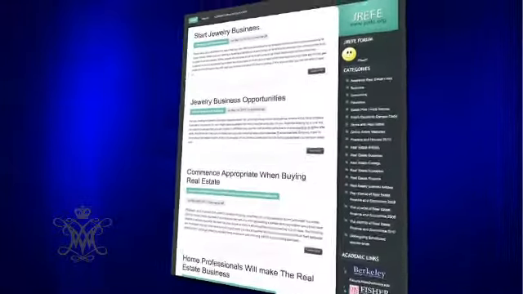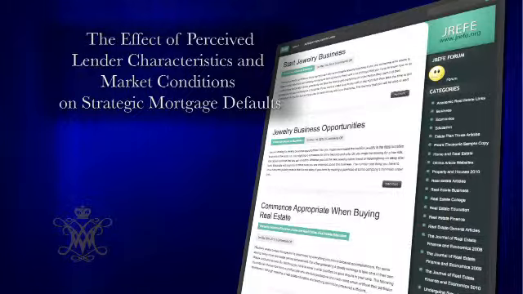Hi, my name is Michael Seiler, and I'm here to share with you the results of a study published in the Journal of Real Estate Finance and Economics, and the title of the study is The Effect of Perceived Lender Characteristics and Market Conditions on Strategic Mortgage Defaults.